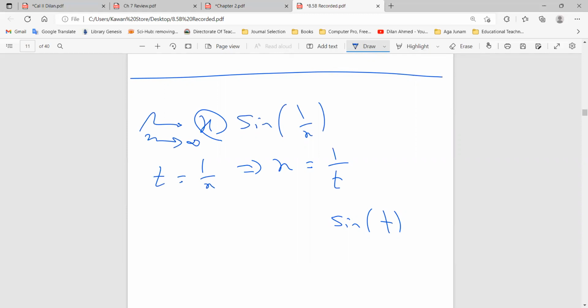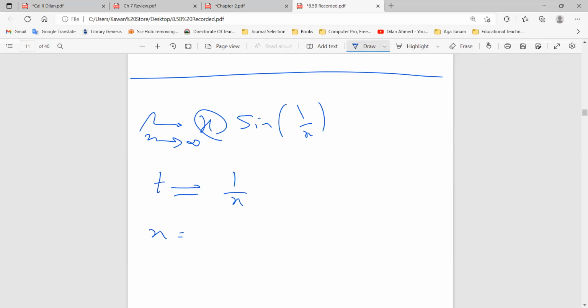1 over t. Well, understood. If t is equal to 1 over x, then x equals what? So we say t over 1 is equal to 1 over x, multiply, and you will get xt equal to 1, so x is equal to 1 over t.